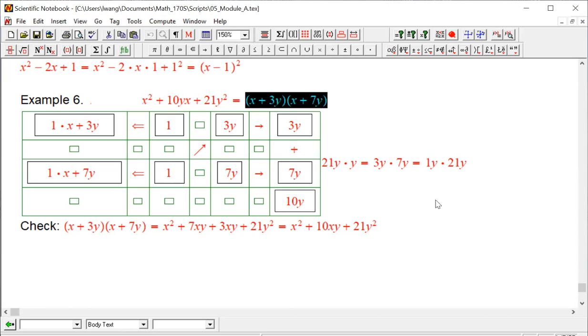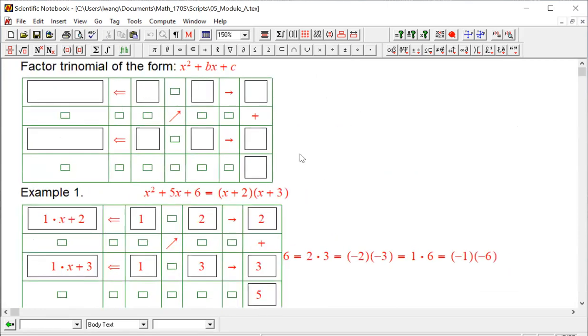That's all for this episode about factoring x squared plus bx plus c. So we just factored this form, which is the trinomial form. And next time we're going to talk about the factoring of a times x squared plus bx plus c, where the leading coefficient is no longer 1.